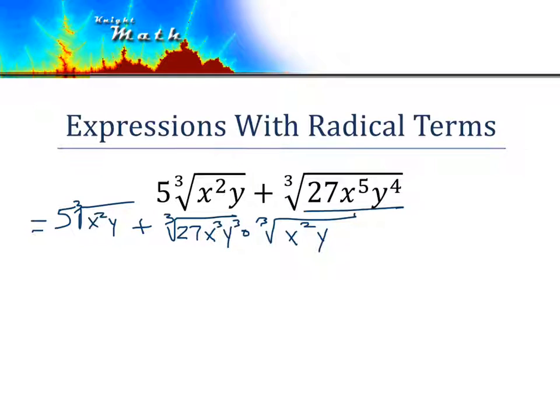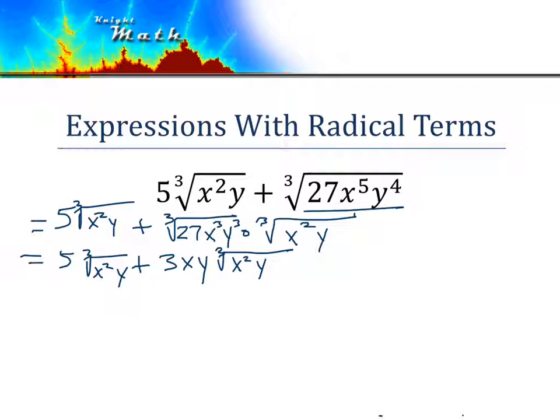So now if we clean this up, cube root of 27 is 3. Cube root of x cubed is x. Cube root of y cubed is y. And then we have x squared y. Over here we have 5 times the cube root of x squared y.